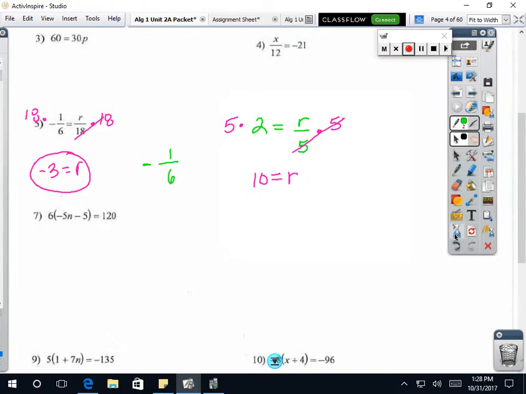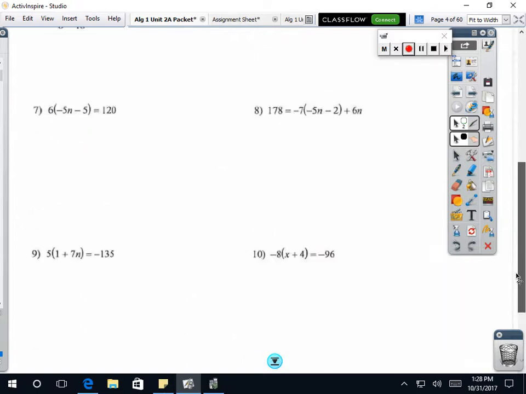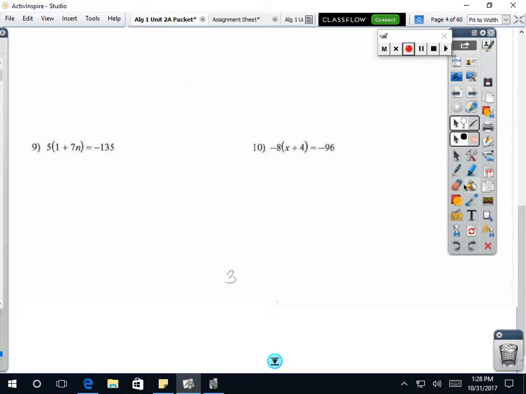Can I erase? All right, number 10. Negative 8, parenthesis, x plus 4, close parenthesis equals negative 96. Before we start trying to use inverse operations to move things away from the x, what should we do first?